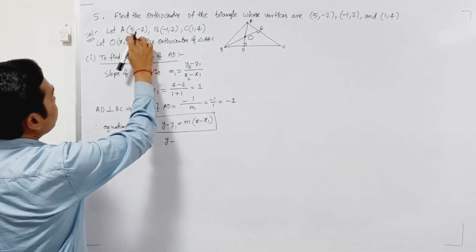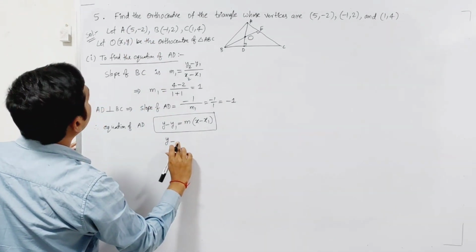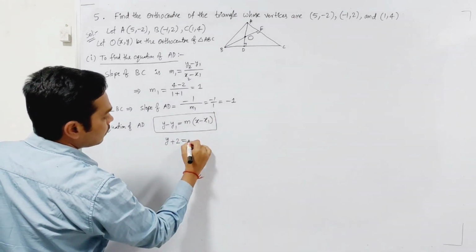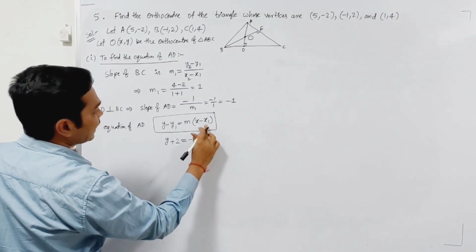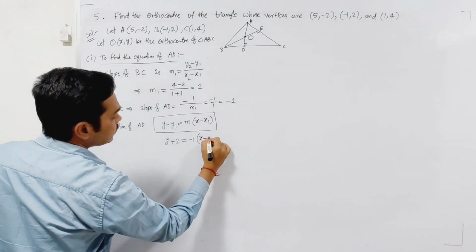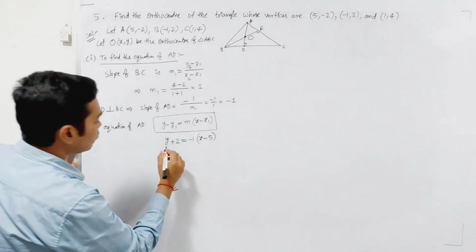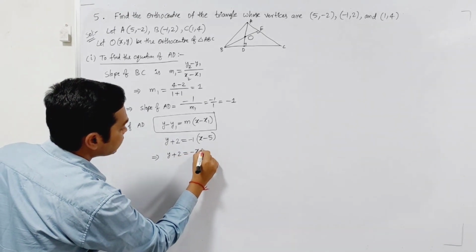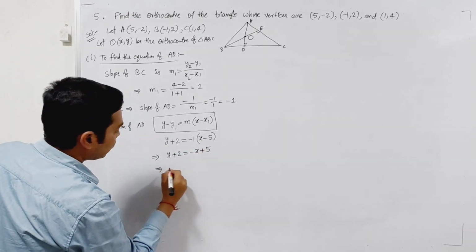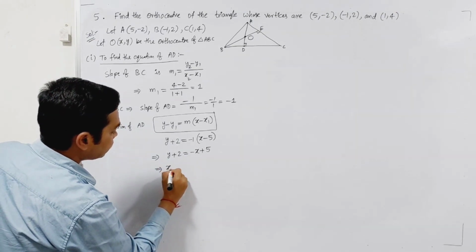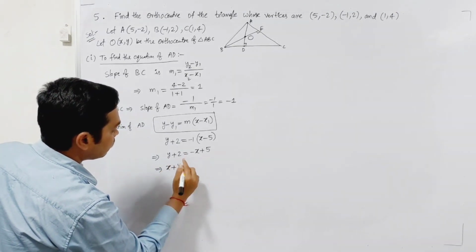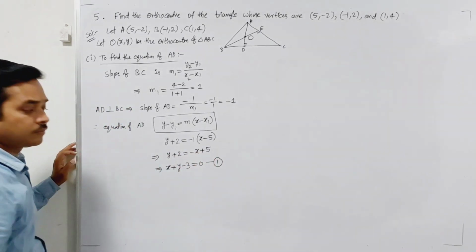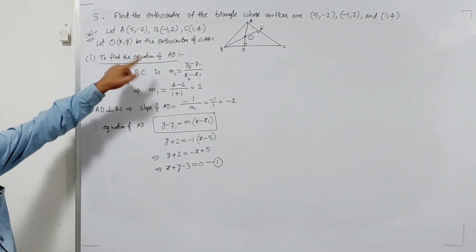Y minus y1, point A: y1 value is -2, minus of minus means +2, equal to slope of AD, -1, of x minus x1 value. X1 value is 5. Now simplify: y plus 2 equals -x plus 5. Take these terms to the left side: x plus y minus 3 equals 0. This is equation 1, the equation of altitude AD.